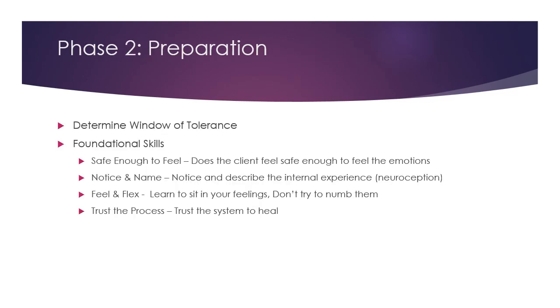So phase 2, we're going to determine their window of tolerance. They have to be safe enough to feel. If the client doesn't feel safe in their life, you have to determine what the nervous system can handle. What is the difference between feeling unsafe and being safe? I feel unsafe, but I recognize that's not accurate. I feel unsafe and I'm not safe. Or ask the client, does it feel like you have enough safety in your life to do this work?